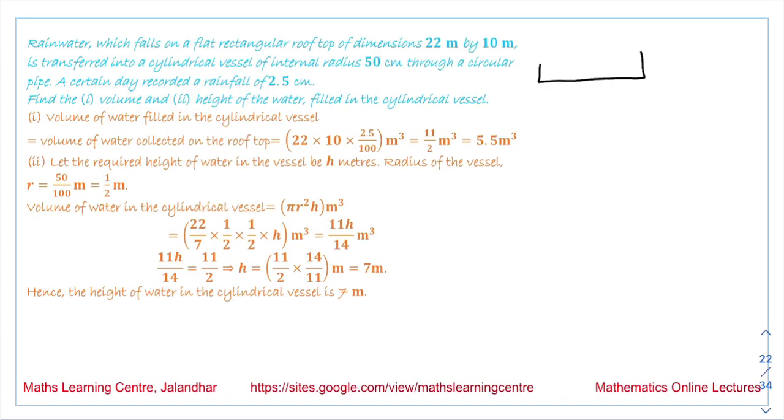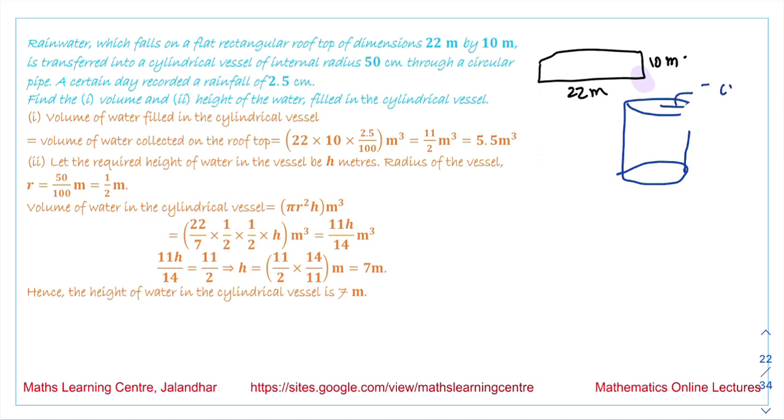Now it is given that rainwater falls on a flat rectangular roof. This is the roof, and its dimensions are 22 meter by 10 meter. Then a pipe is placed over here, and the water from this roof is transferred to a cylindrical vessel. This is the vessel, whose internal radius is given as 50 centimeter.